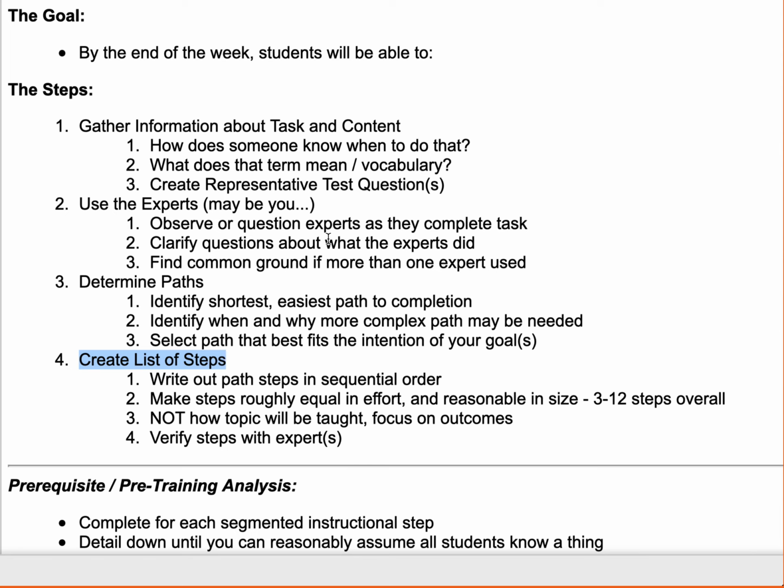So before we get into doing a practical application of this, any questions or comments so far on that framework?